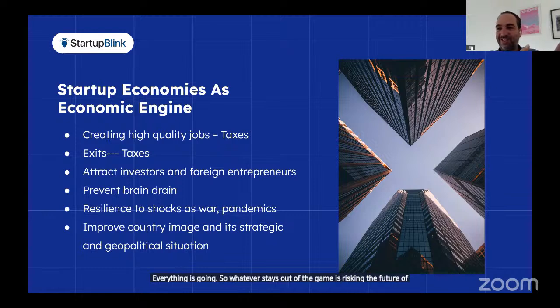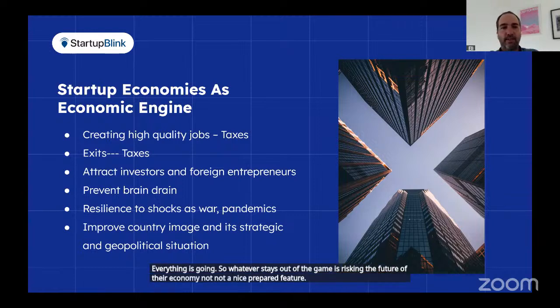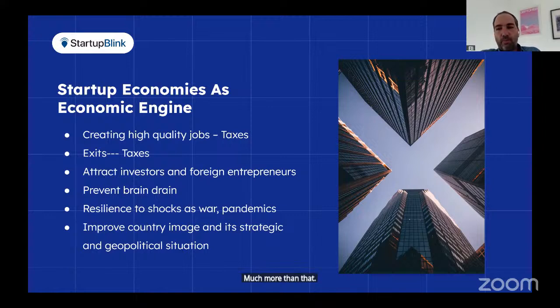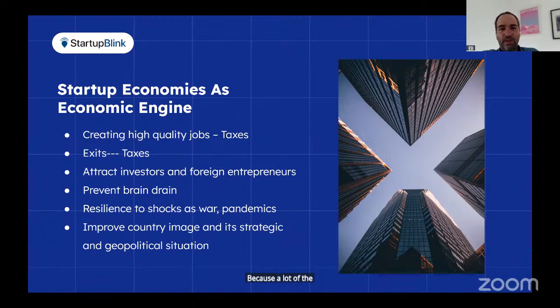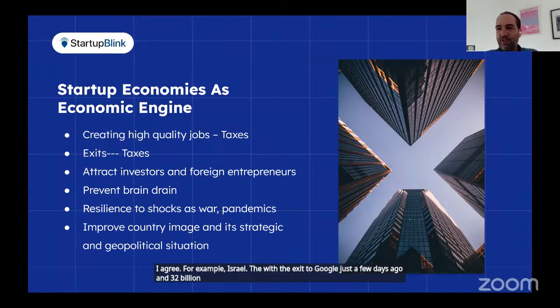It's not a nice to have feature, much more than that. So startup economies, generally good startup economies, are creating high quality jobs, resulting in happier people and also in much more taxes because a lot of the taxation is going on the job. Exit, a lot of taxes as well. For example, Israel, there was a Wiz exit to Google just a few days ago in 32 billion. Imagine the amount of taxes that the country receives out of those exits.